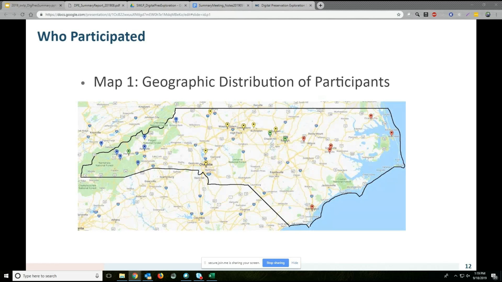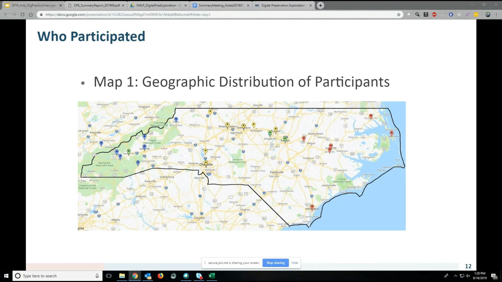Here's another representation of that distribution of participants. This is an interactive map, and it's available and linked in the report as well, so you can actually click on the link and then zoom in and do different selections and see more of a breakdown of who attended based on the places of work of those who participated. Blue is the people that attended the West, yellow middle, red east, and then the green are the planning committee members or facilitators.